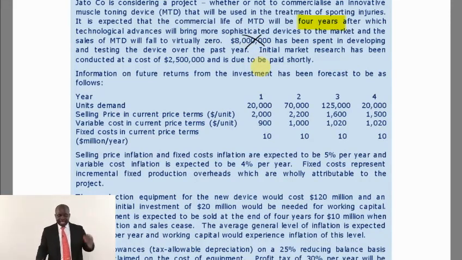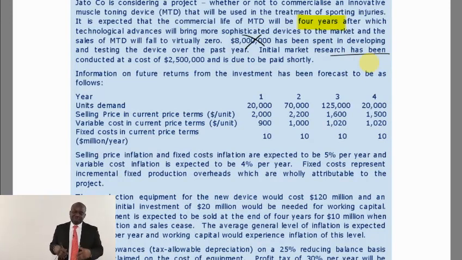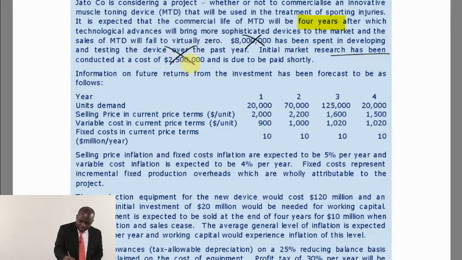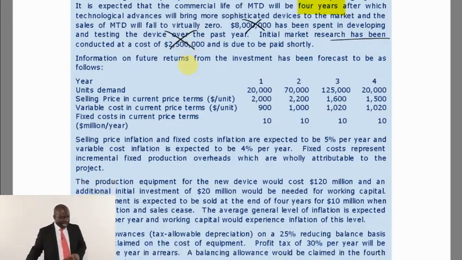I don't need it. Initial market research has been conducted at a cost of 2.5 million and is due to be paid shortly. This is also irrelevant because it is a committed cost. The work has already been done. You can't say, oh, because they've done the work of 2.5 and we are not going on to do the project, we are not going to pay the market research company, which did the research. It can't happen. Whether you do this project or not, you still have to pay it. That cost is committed. Okay, so that one too is irrelevant. I don't bother myself with it again.